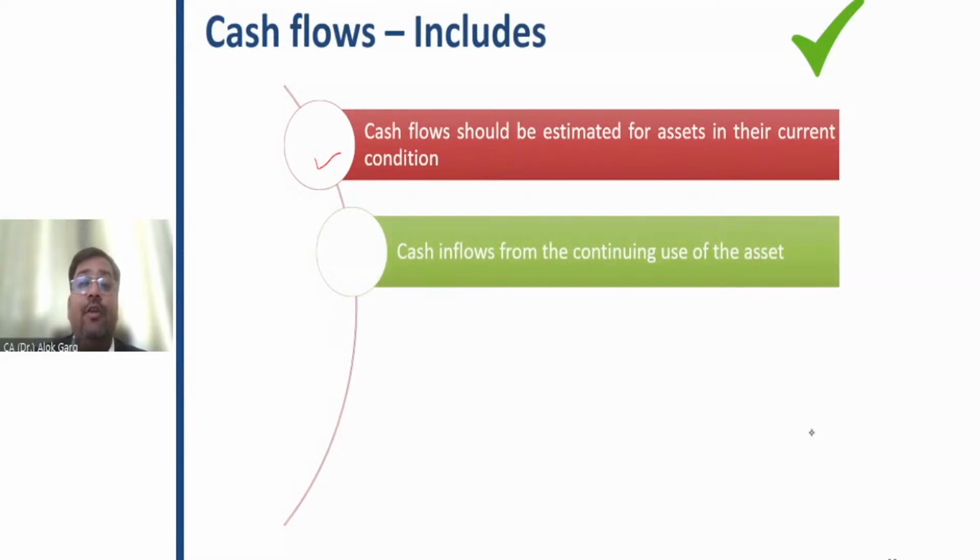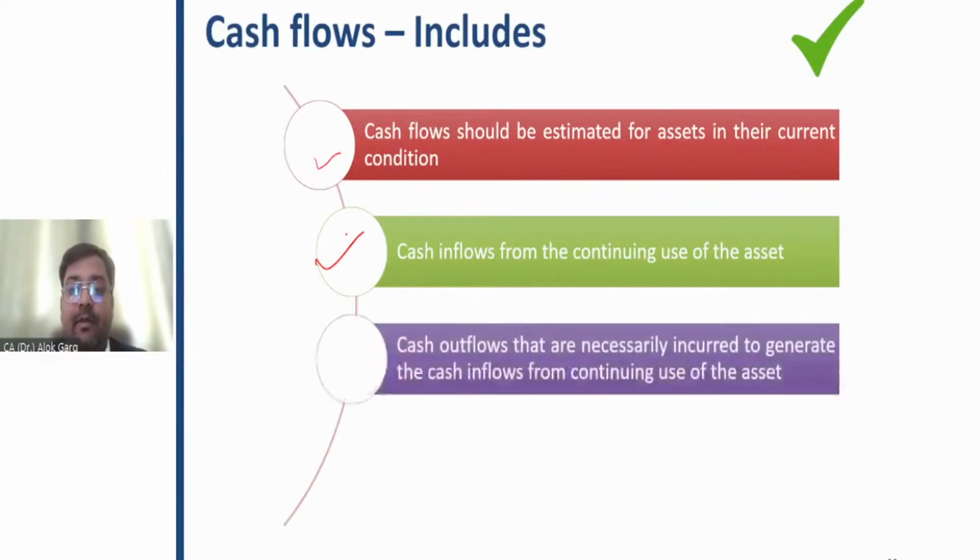Cash inflows from the continuing use of the asset. Second, you have to take the cash inflow from the continuing use of the asset, right? Of course, here we are estimating cash flows, so we are not estimating cash flow from selling the asset. We are estimating cash flow from the continuing use of the asset till the end. Third, here we are talking about cash inflows, which means earnings, and here we are talking about expenses. So cash outflows which are necessarily incurred to generate the cash inflow from the continuing use of the asset, right?